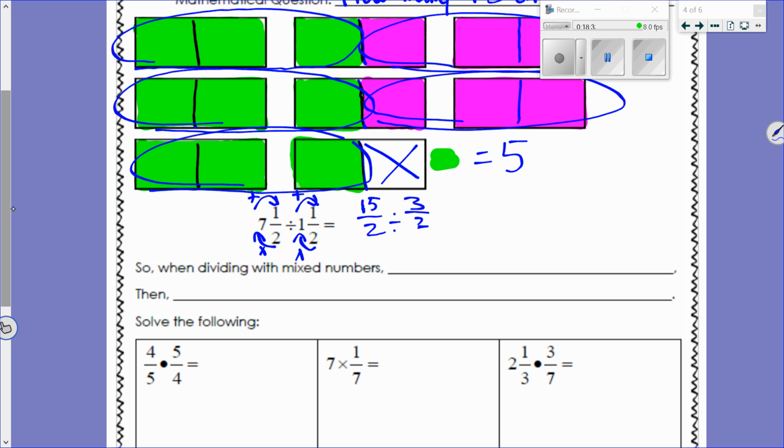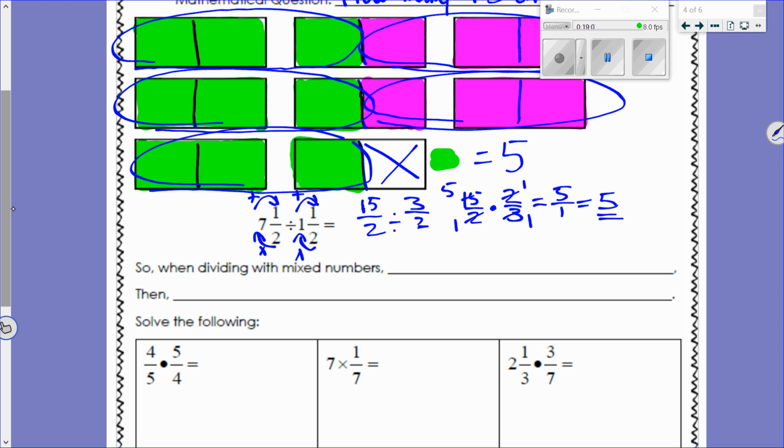So now I have to change this. I make it 15 over 2. I keep the first number, change this to multiplication, and then I flip my second one over, 2 over 3. So now I do my reductions. I've got a 2 on top, 2 on bottom, 3 and 1. Those go away. 5 times 1 is 5. 1 times 1 is 1. Grand total of 5. So there's our mathematical representation of what our model showed us. Does the math now make sense to you?